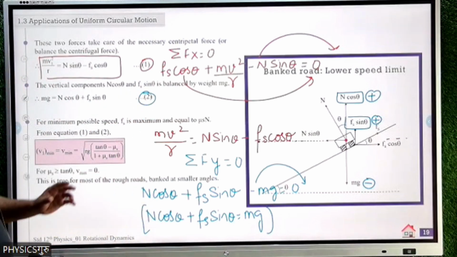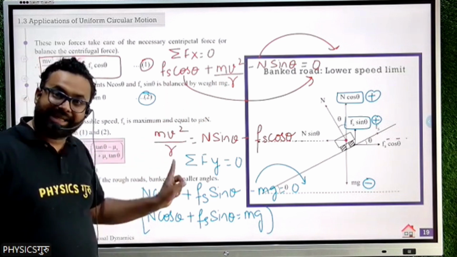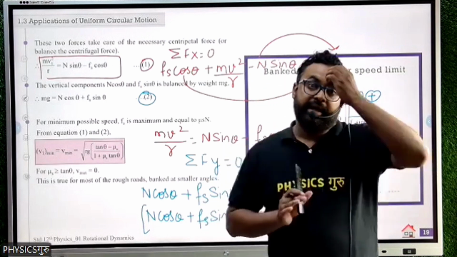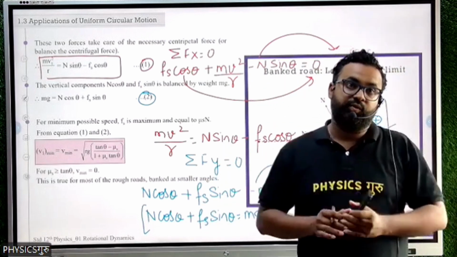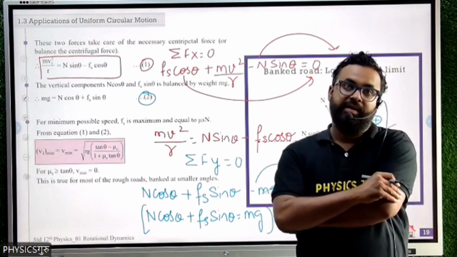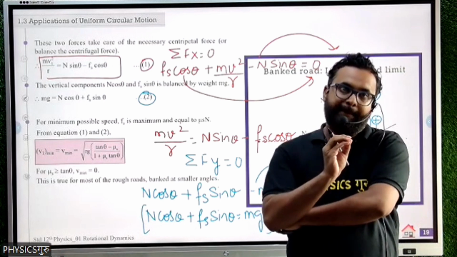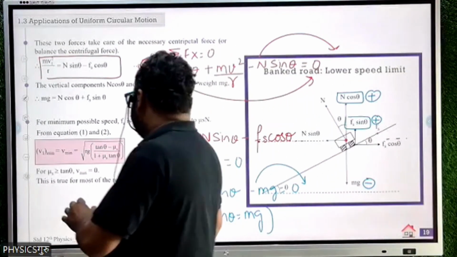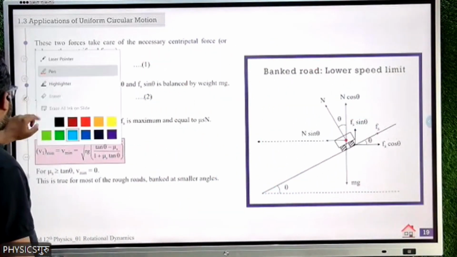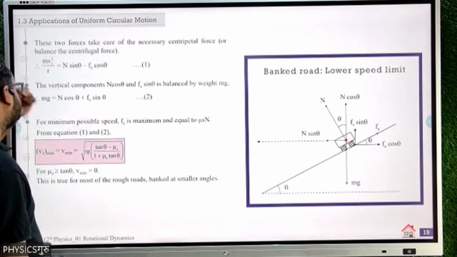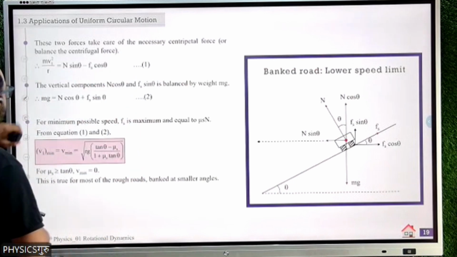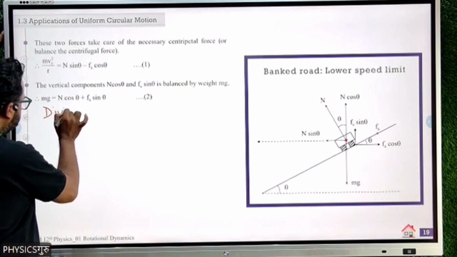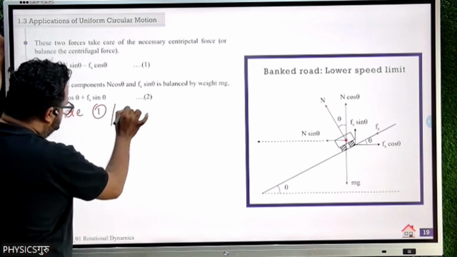Equation number 2. The first equation is from Fx equal to 0, the second equation from Fy equal to 0. So we have two equations right now. Now in the third step, what do we do? We generally divide equation 1 by equation 2. So this is equation 1, this is equation 2. Now divide equation 1 by equation 2.